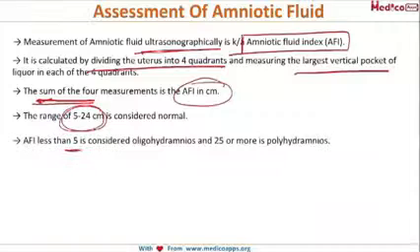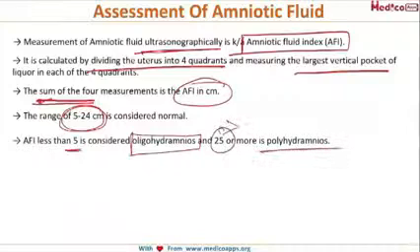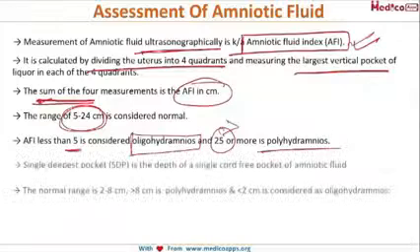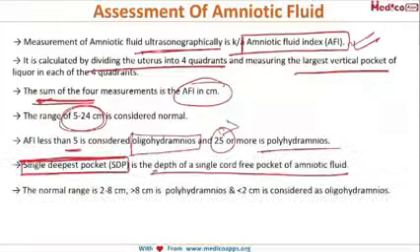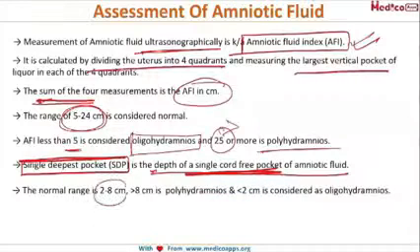Now, if it is less than 5, then we call it as oligohydramnios, and if it is more than 25, then it is called polyhydramnios. Now, this amniotic fluid index is accurate in cases of singleton pregnancy to measure the amount of fluid, but in cases of twin pregnancy, this amniotic fluid index is slightly deceptive. So, the other parameter that we use is the single deepest pocket or SDP, and it is the depth of the single cord free pocket of the amniotic fluid. And the normal range of this SDP is 2 to 8 centimeter.